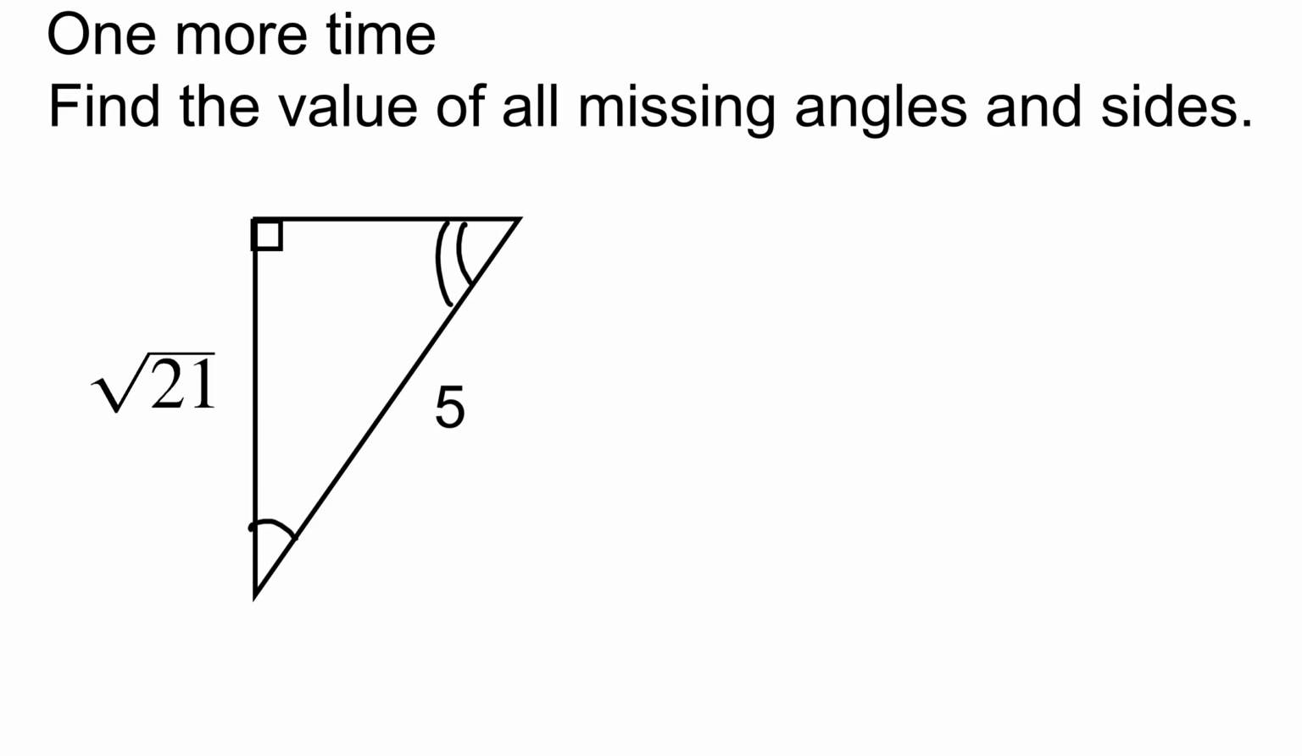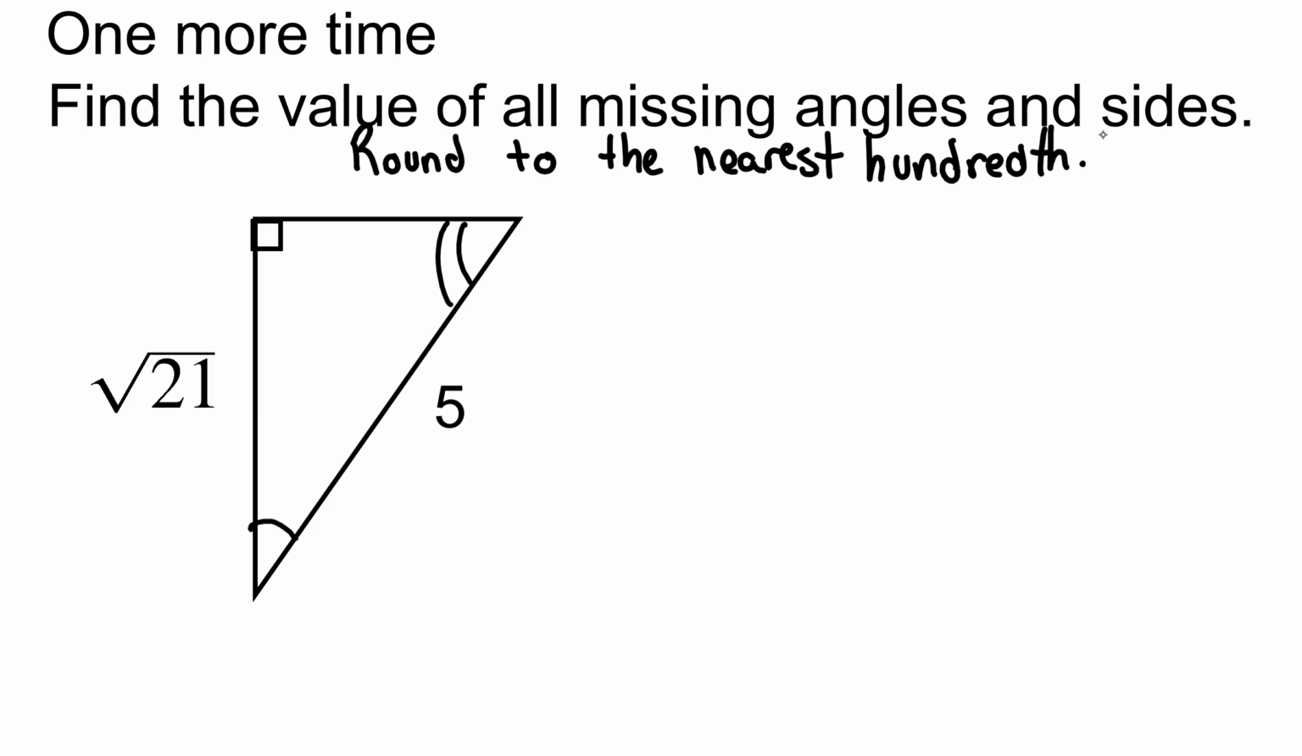Okay, so our next problem, it says one more time, find the value of all the missing angles and sides. Why don't we do this one? Let's round to the nearest hundredth. That's just to throw in a little change into the problem.